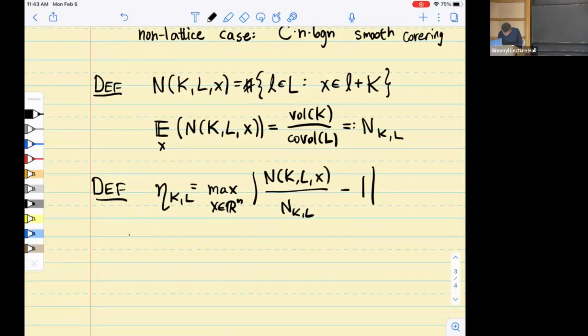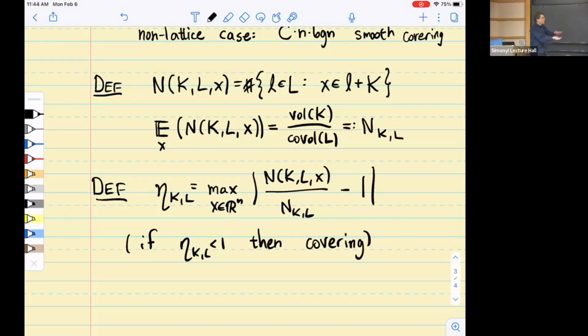Notice the connection: if eta KL is less than 1, then it's covering. So this is clearly the stronger notion. If it's less than 1, it means you can never really touch 0. This number can never be 0, because otherwise this would become 1. So eta KL being 1 means always between 0 and 2 times the average. But if it's less than 1, in particular it's covering. But it's more than that: I have to be always close to that average everywhere.